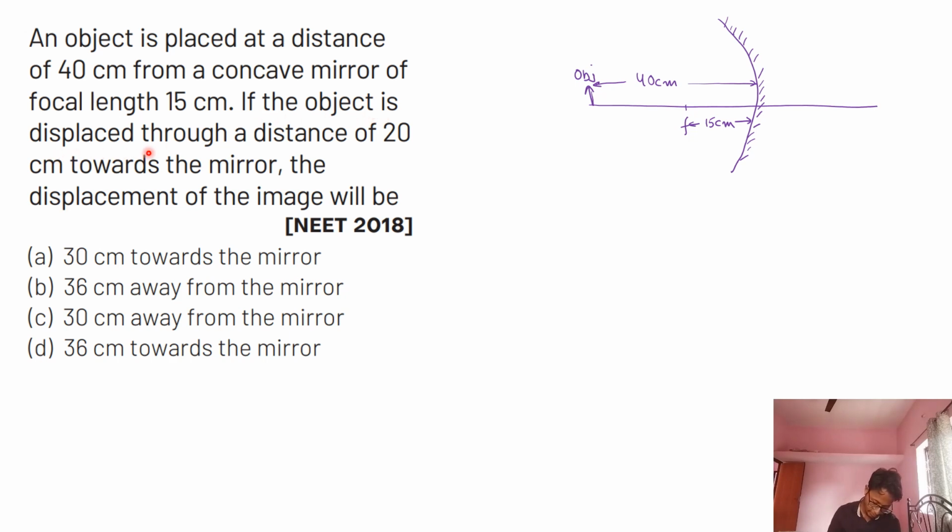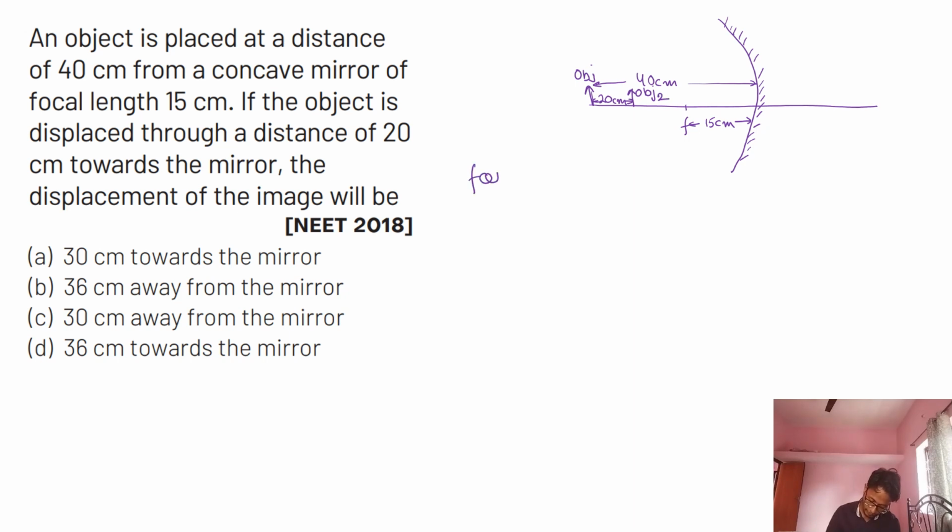If the object is displaced through a distance of 20 centimeter towards the mirror, that means the new position of the object is this one, and this is 20 centimeter. The displacement of the image will be... what the question is saying is that this object will create some image out here. The final position of the object will create some image out here. Find the displacement between the initial position of the image and the final position of the image. So this is our object at the second position.